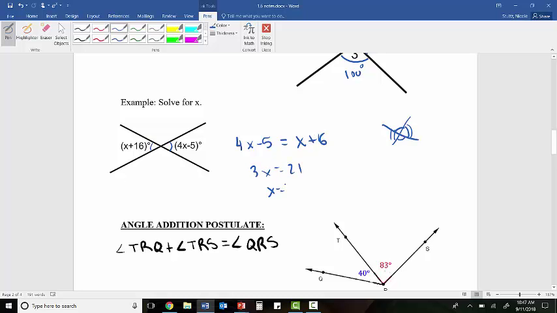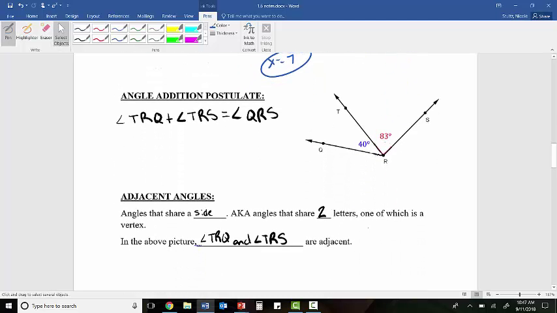So you're going to get x is 7. The angle addition postulate just tells you that you are totally allowed to add angles together to get the whole rotation. So for example, angle TRQ, that's this rotation, and angle TRS, that's this rotation, so from here to here, can add up to get you the rotation from start to finish.